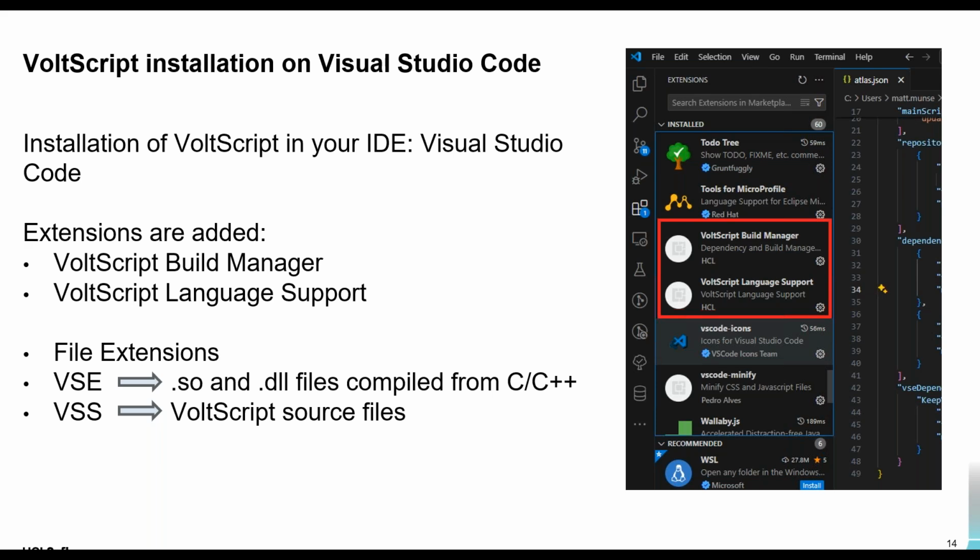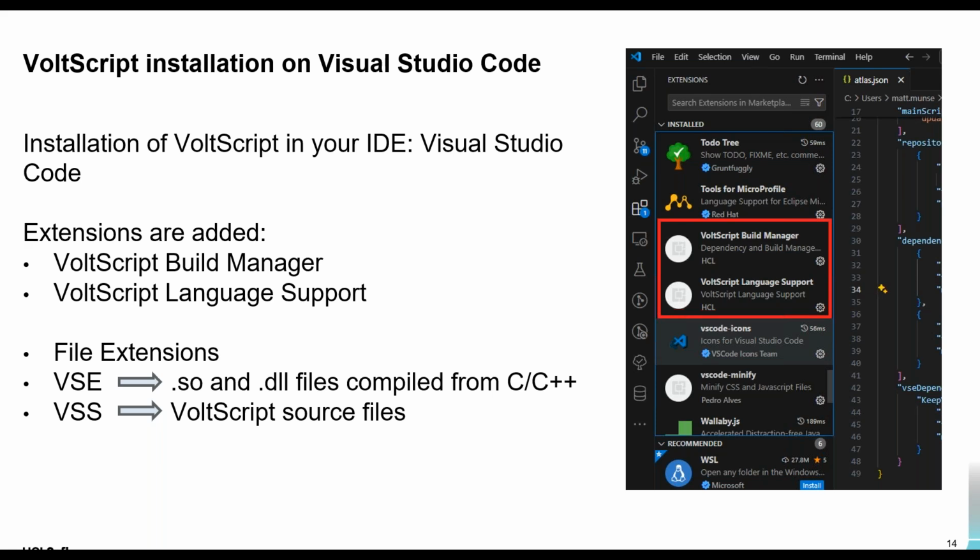So we're able to highlight syntax and do a couple of things there, as well as help you build an application, which is packaged up as a zip file that you can deploy in Foundry and be able to use Volt Script over there. A couple of file extensions are .vsc and .vss. The .vsc files are the .o and .dll files compiled from C and C++ with those Notes libraries. And then the .vss are the Volt Script source files.